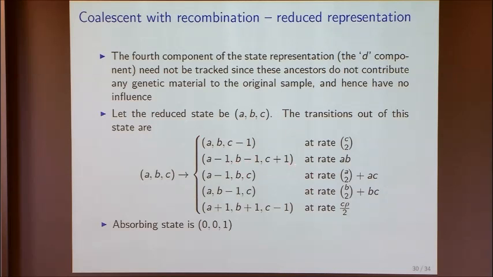And you can write down the transition rates again, just ignoring any transitions that alter D. And now there's only one absorbing state. It's that state where you found a common ancestor that is contributing genetic material at both positions, at both loci.